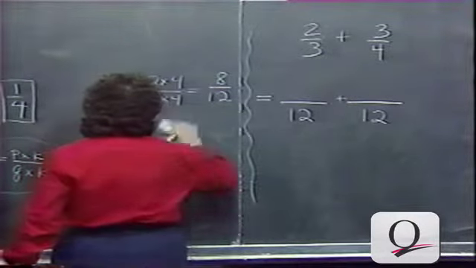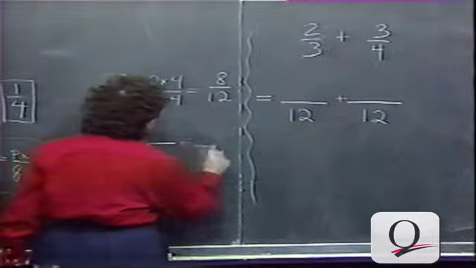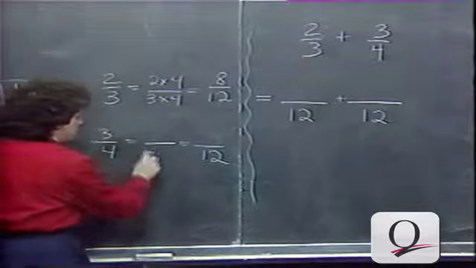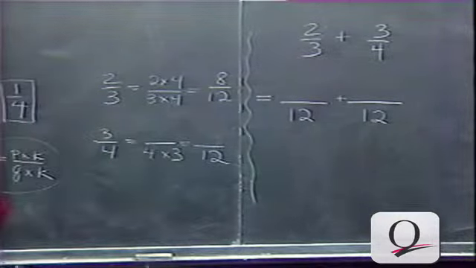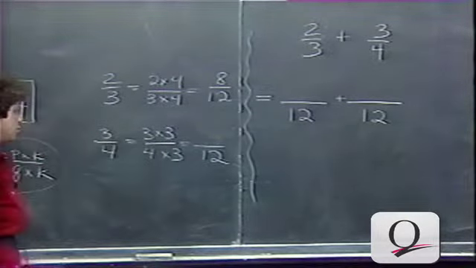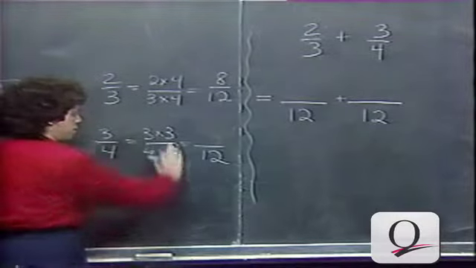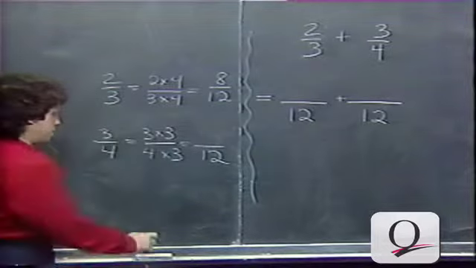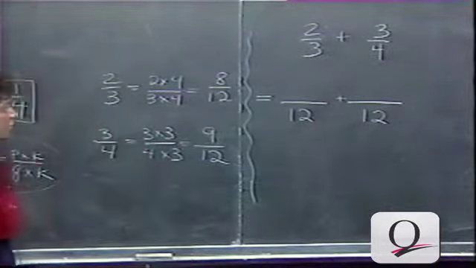Similarly, 3/4, we want to change that into a certain number of 12ths. Well, to go from 4 to 12, you have to multiply by 3. If you're going to multiply the denominator by 3, you also have to multiply the numerator by 3. So we have 3 times 3 divided by 4 times 3. We do not reduce it to 3/4 because our goal is to build to 12ths. This gives us 3 times 3 over 4 times 3, or 9/12.